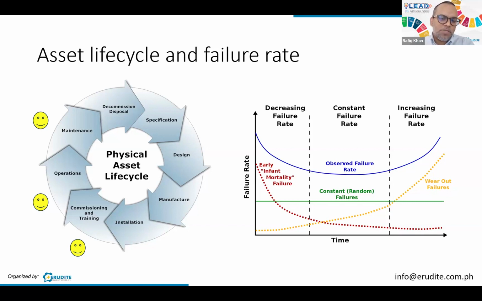Wear out develops over time. The more you use it, it begins to wear out, it begins to age, and then you have more and more failures developing at the end of an asset's useful life.